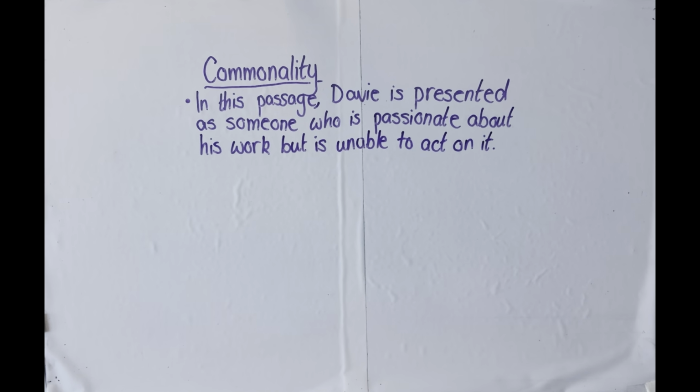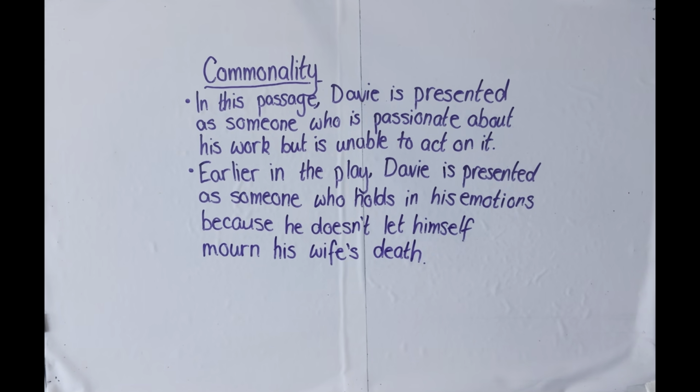Our second bullet point must be about Davy somewhere else in the play. It could be at the start, it could be the end, it's completely up to you. So I've put earlier in the play, Davy shows that he is someone who holds in his emotions because he doesn't let himself mourn his wife's death. Pretty straightforward, right? Now we need to do primary.